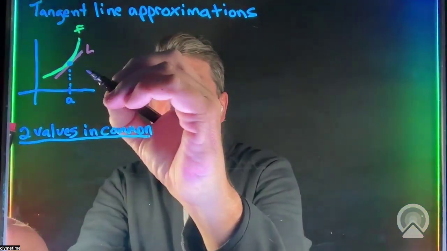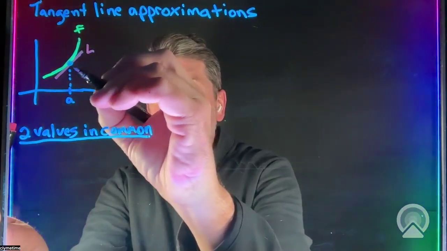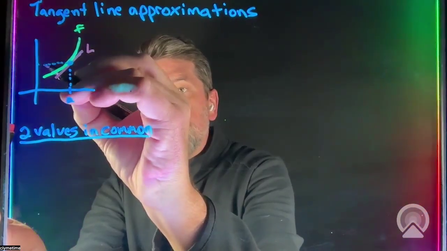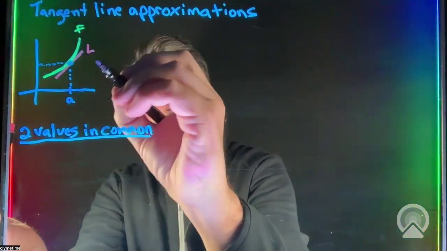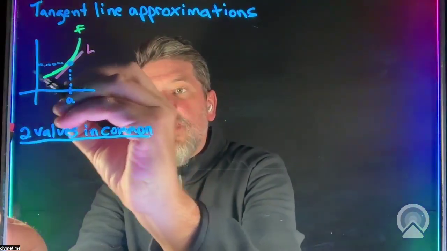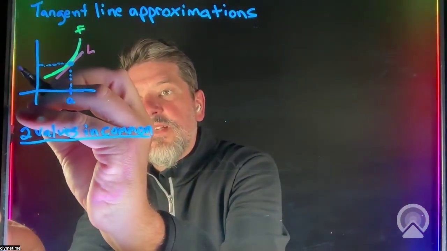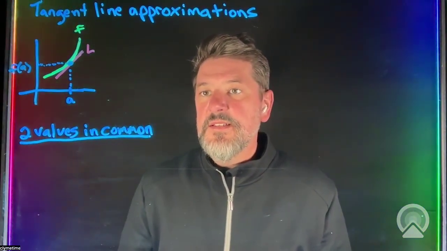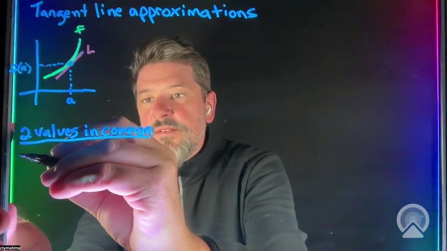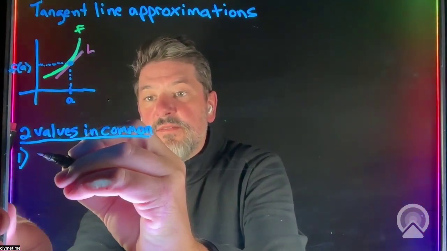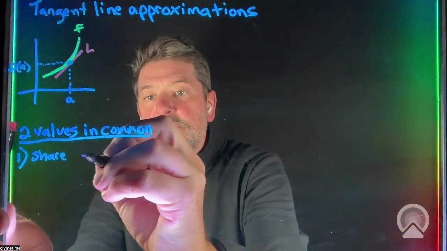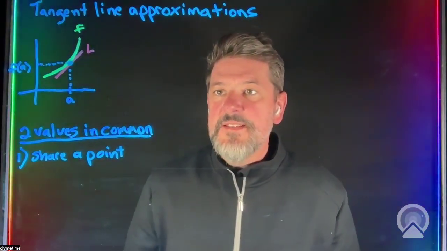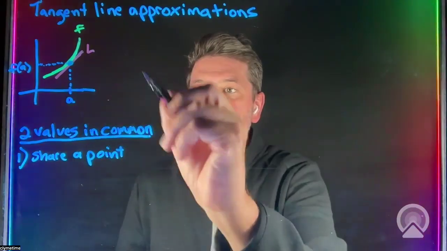Well, the first thing they have in common is because the pink line touches the green curve and they intersect at that spot, that means they're going to have the same y value. So that means f of a is going to equal L of a. So the first thing they have in common is they share a point, the point of tangency. That's the definition of tangency, that they touch at just one point.